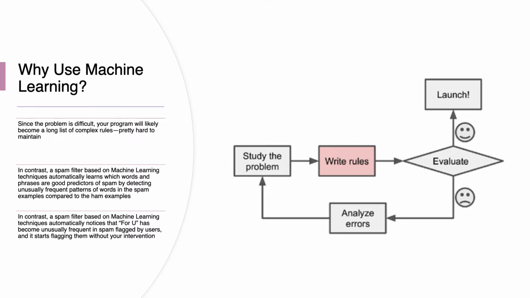Figure 1-1. The traditional approach. Since the problem is difficult, your program will likely become a long list of complex rules, pretty hard to maintain. In contrast, a spam filter based on machine learning techniques automatically learns which words and phrases are good predictors of spam by detecting unusually frequent patterns of words in the spam examples compared to the ham examples, Figure 1-2.